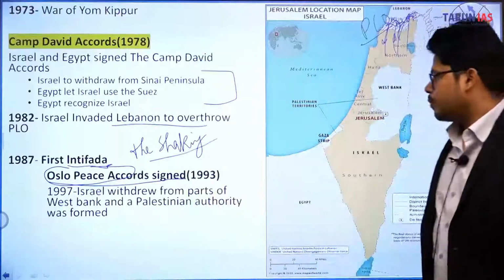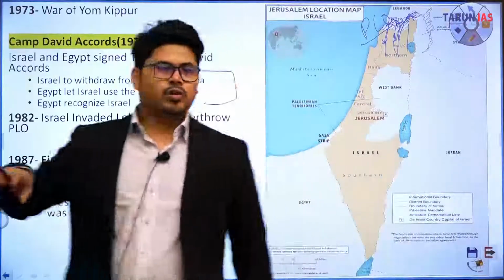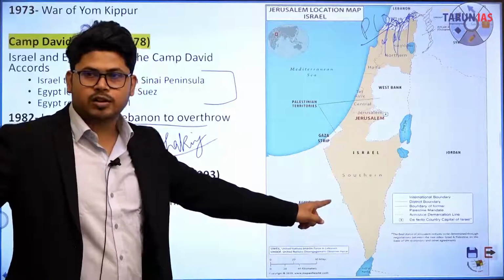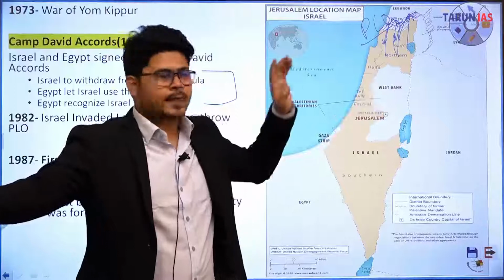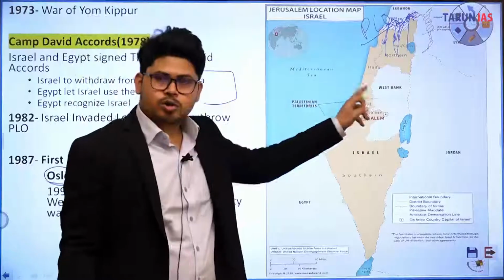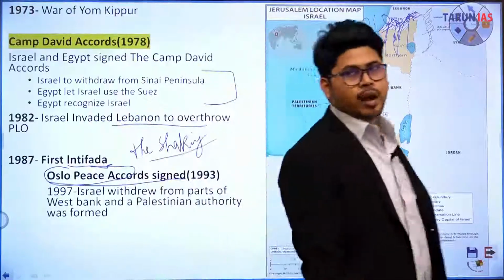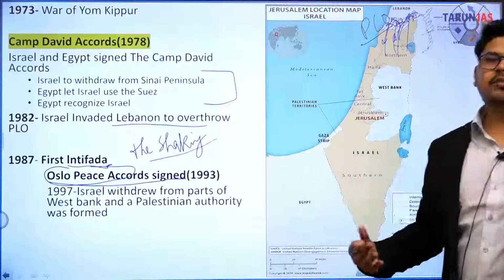Israel withdrew from the parts of West Bank, because after the Camp David Accords, Egypt was given back the Sinai Peninsula, but Gaza Strip and West Bank were still annexed by Israel. तो फिर 1993 में Oslo Peace Accords were signed. Oslo Peace Accords के according the parts of West Bank will be given to some kind of authority that will govern Palestine.